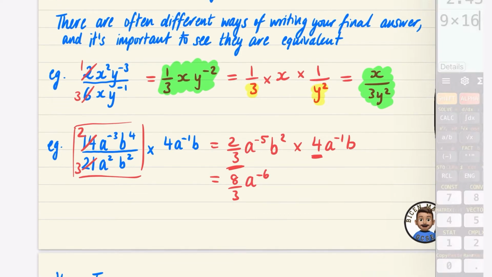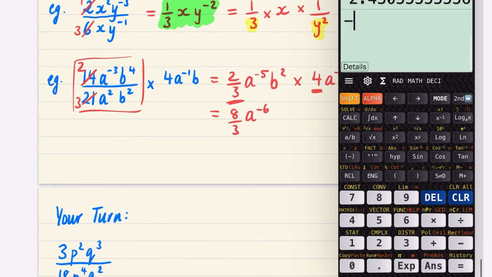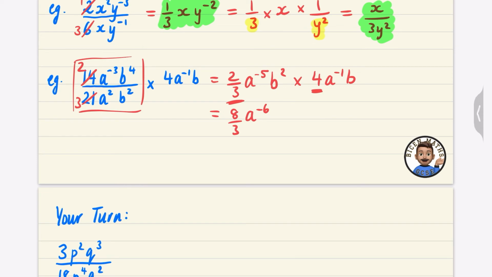You can always check these things on your calculator. If you want to do minus 5 add minus 1, you can see that you get minus 6. I'm then going to do b squared times b. That's got a power of 1, so it's b cubed.